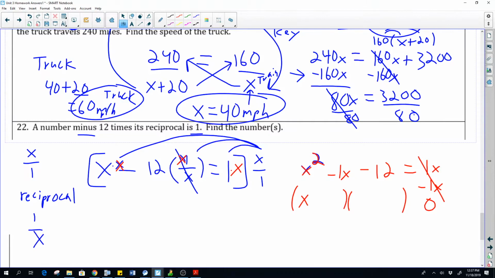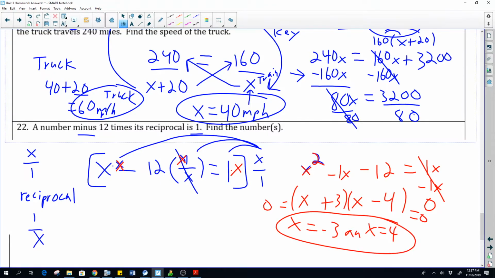So x squared factors into x and x, and 12 factors into 3 and 4, which have a difference of 1, the 4 being negative, the 3 being positive. Then we set those both equal to 0, and we get x equals negative 3, and x equals positive 4. Those are the solutions for this problem. Cool. So there's our answer there.